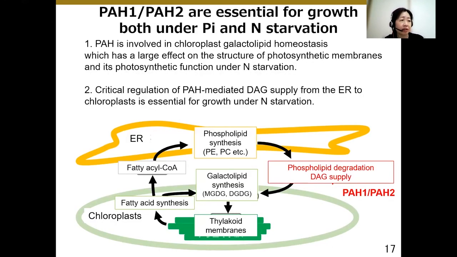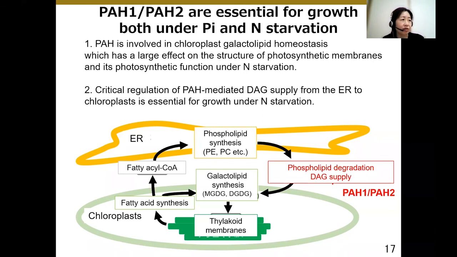So here is a summary. We found that PAH1 and PAH2 are essential for growth both under phosphate and nitrogen starvation. PAH is involved in chloroplast galactolipid homeostasis, which has a large effect on the structure of photosynthetic membranes and photosynthetic function under nitrogen starvation.